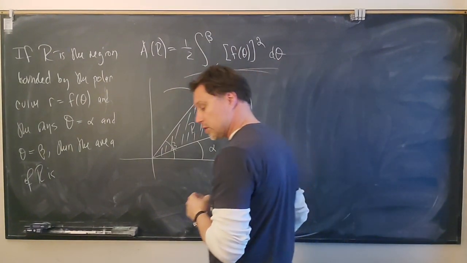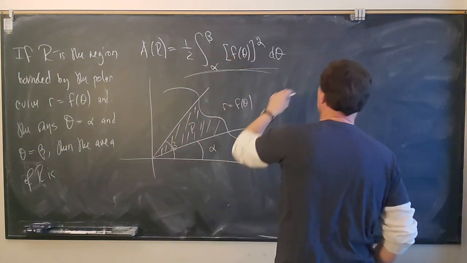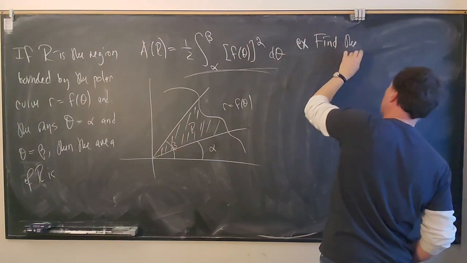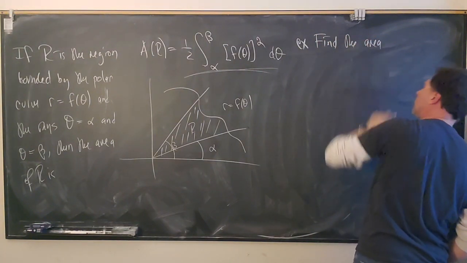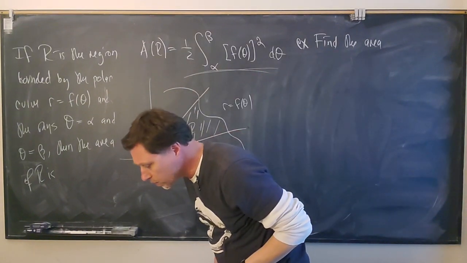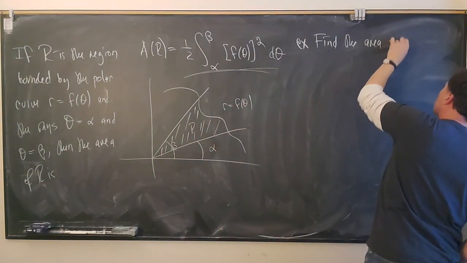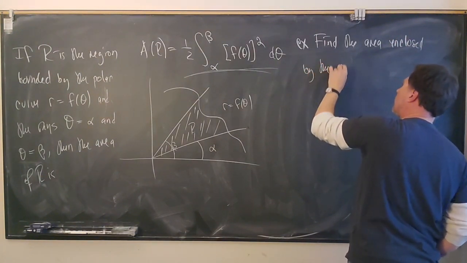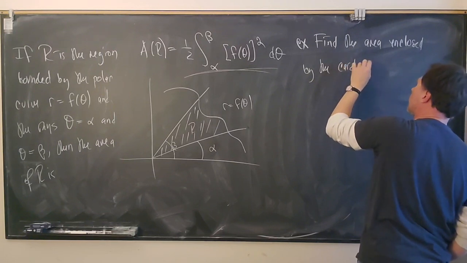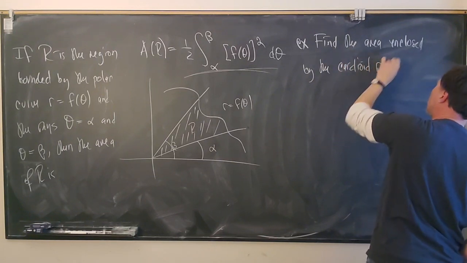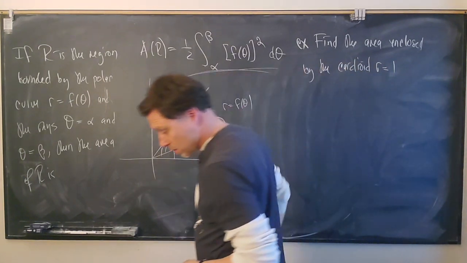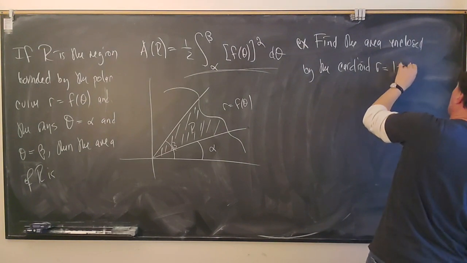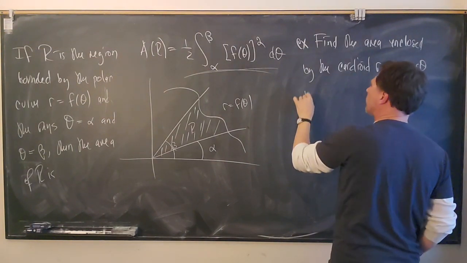All right, so now I want to just do examples for the rest of the day. That's all we're going to be doing is examples. So first example, let's find the area enclosed by the cardioid r equals 1 plus cosine theta. And I just want to do the part in the first quadrant.